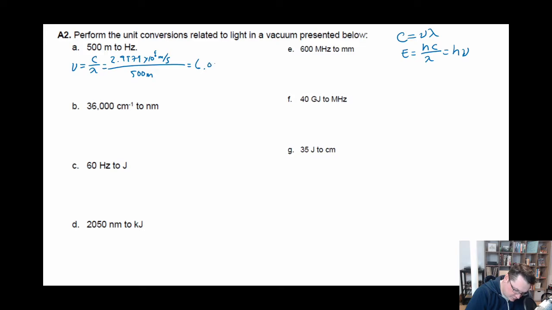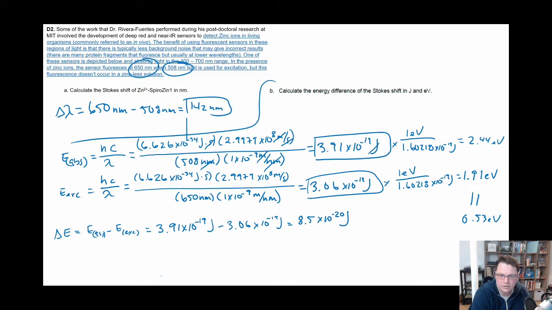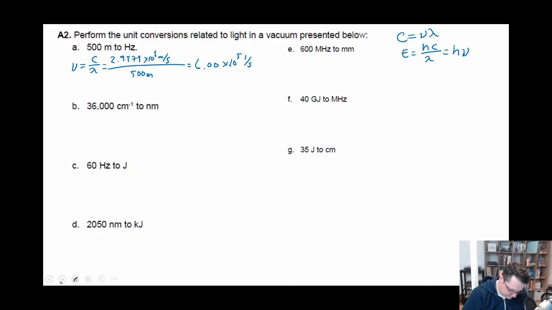So 6.00 times 10 to the 5th per second, or hertz. Hertz works as well in that case. Yeah, 600,000 hertz. 6 times 10 to the 5th per second, or hertz, that's the exact same thing. Now here, the one that I think was tripping up people the most.